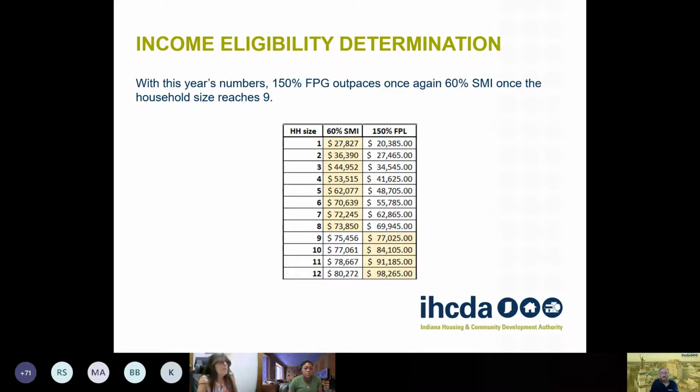This year, and I think this is the same as last year, that outpacing happens at a household of 9. It's not quite as narrow as it was last year. I think last year that outpacing was a margin of just a couple hundred dollars. We're looking at closer to just over $1,500 this year, that gulf between the 60% of SMI and the 150% of FPL.